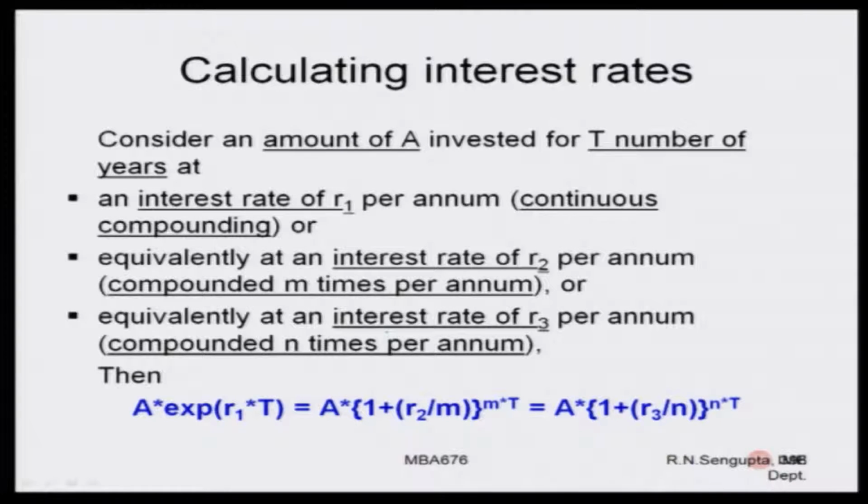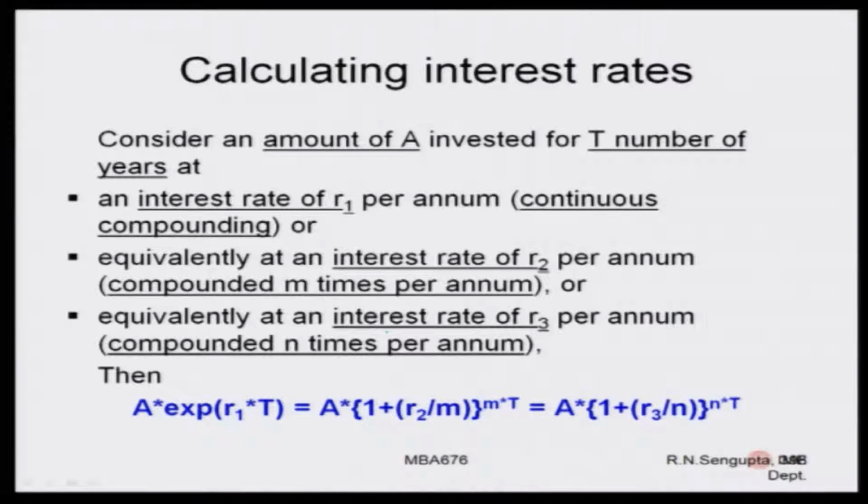Now, you want to convert any compounding rate to the continuous case, or the continuous case to the compounding rate. The concept is very simple. Consider an amount A invested for T years at R1 per annum interest rate, continuously compounded. Equivalently, you could also invest at R2 interest rate per annum, but compounded M number of times.